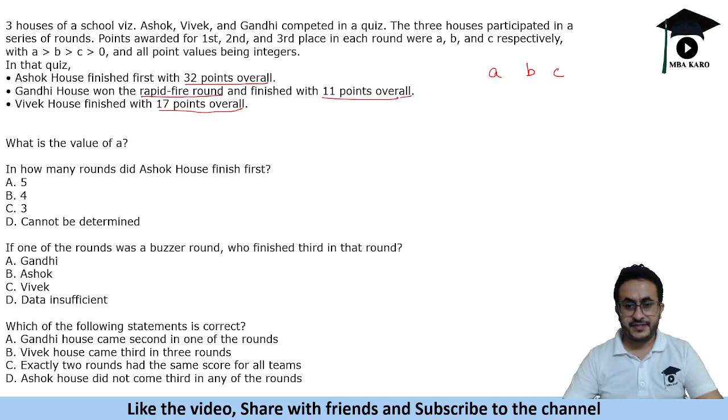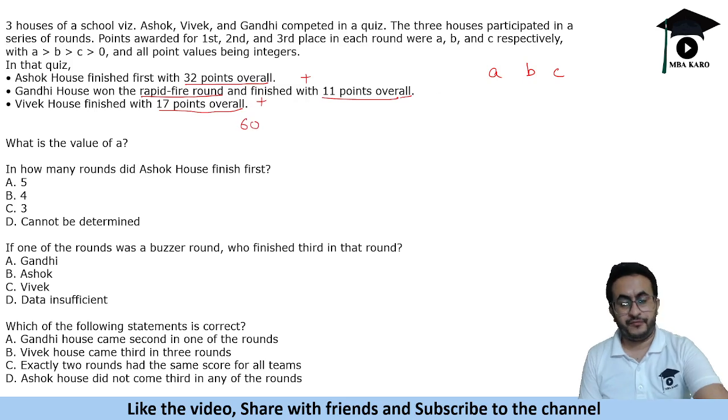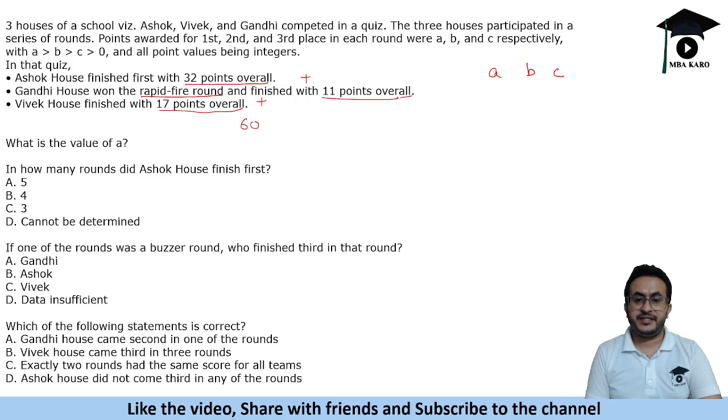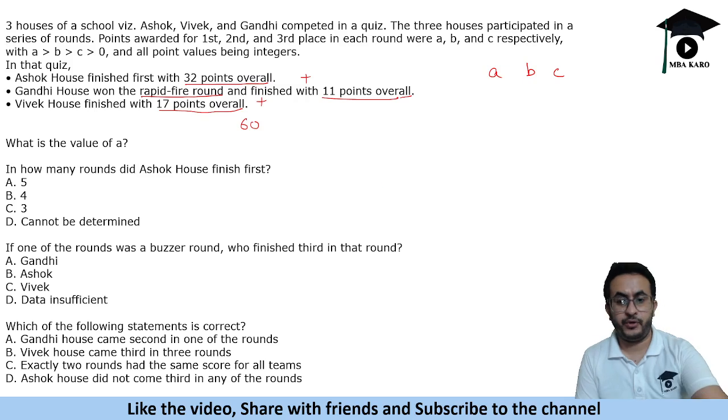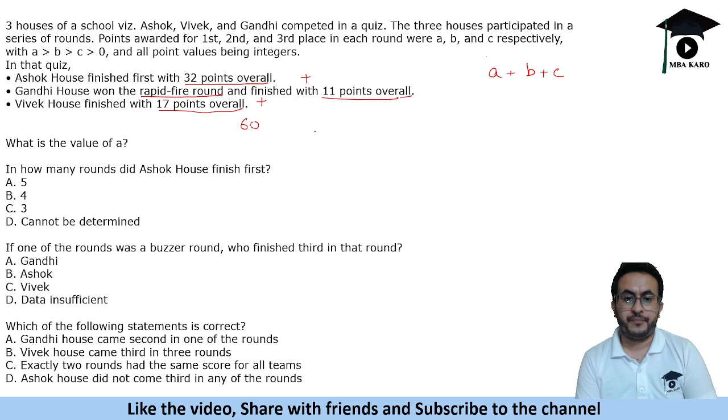So what we are given is the total points of these three houses. What is the grand total? 32, 11 and 17, the total is 60. Now one thing that you need to consider is each round had the same points distributed. So each round the points distributed are A plus B plus C. First, second, third get A, B, C. Now the total is 60, and every round you are distributing the same points. So that means A plus B plus C is a factor of 60.